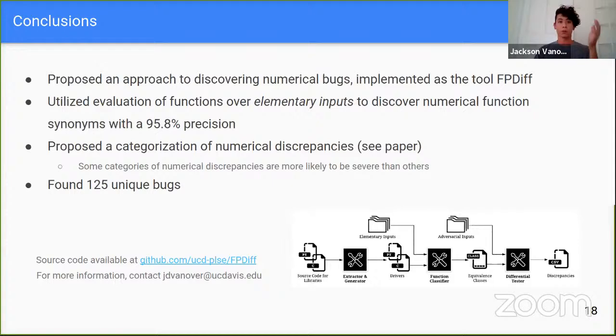The source code for our tool is available at that hyperlink. There are instructions in the README for extending this tool, including new libraries, so you can build larger consensus, larger equivalence classes. You can mess around with the set of elementary inputs. You can provide your own adversarial inputs and see what sort of numerical discrepancies you can discover.